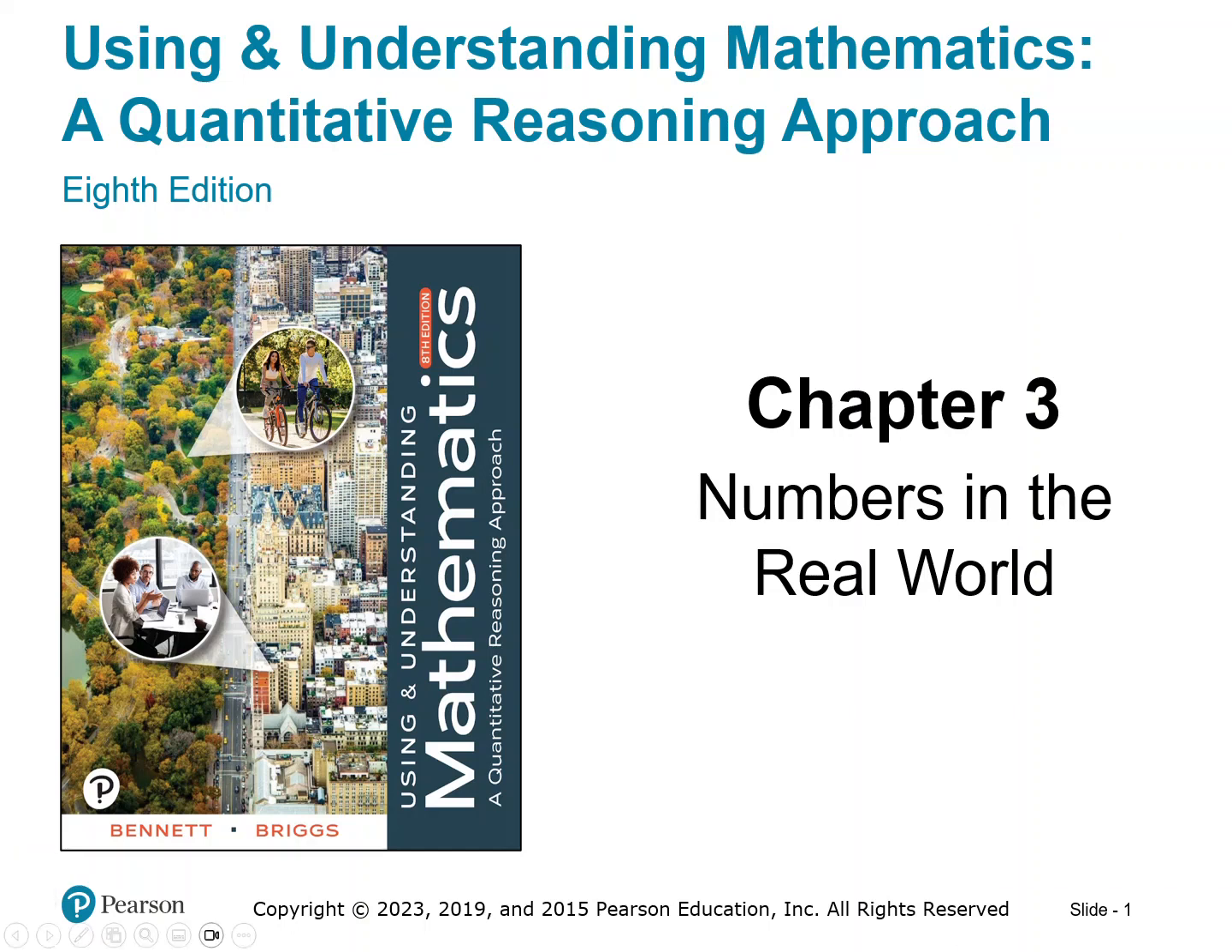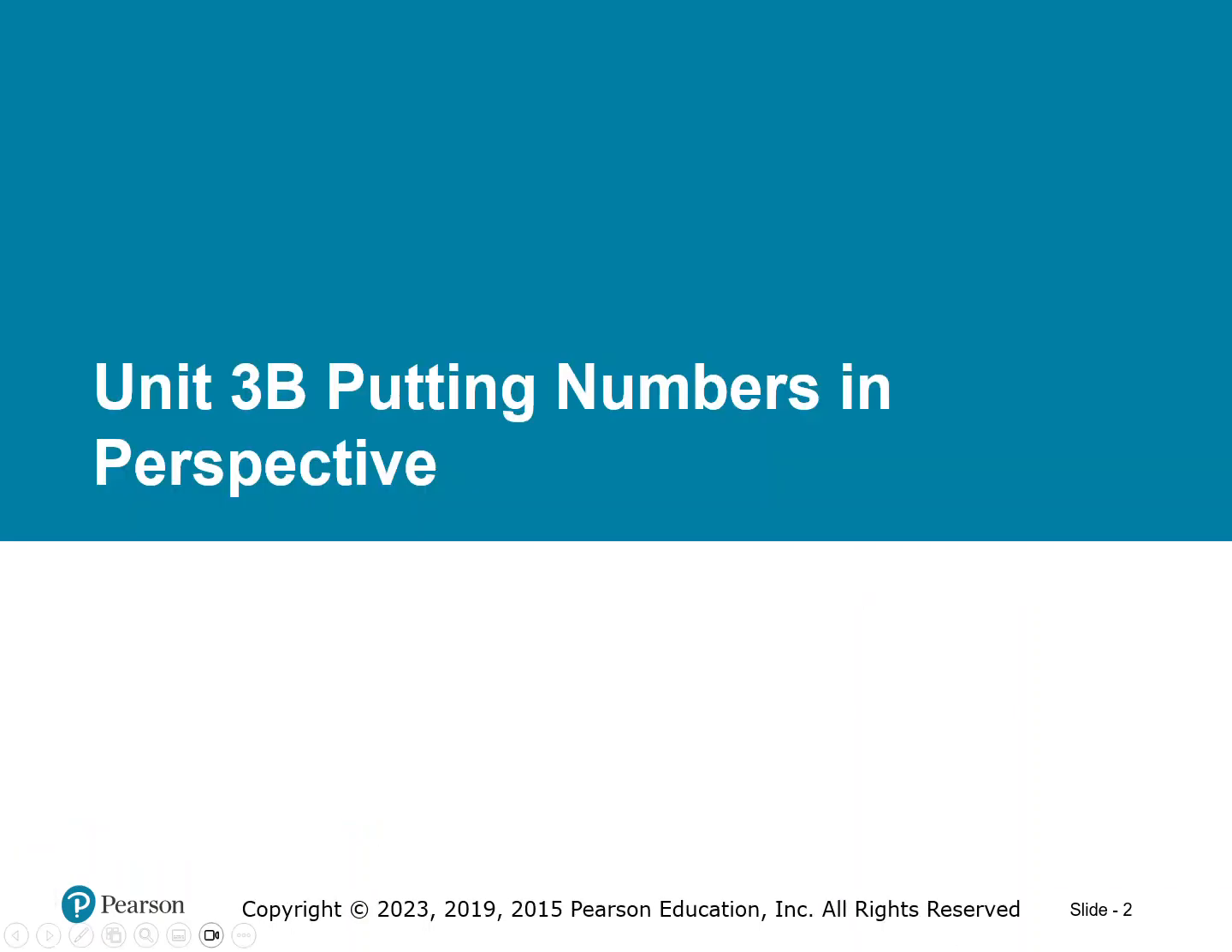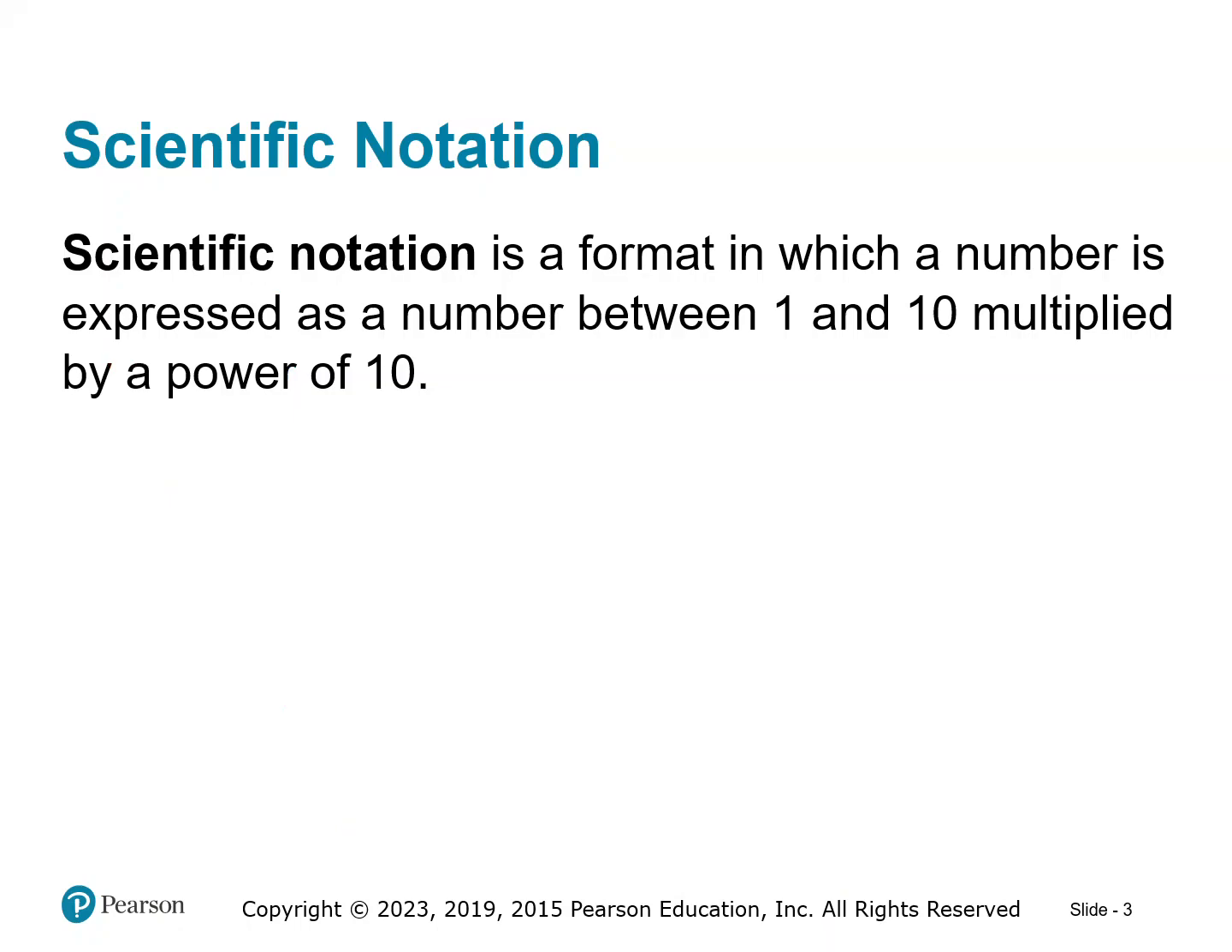Hello. As we continue Chapter 3, Numbers in the Real World, we're going to talk about Unit 3B, Putting Numbers in Perspective. Let's make sure I got my pen working here. All right, so scientific notation is a format in which a number is expressed as a number between 1 and 10, multiplied by a power of 10.